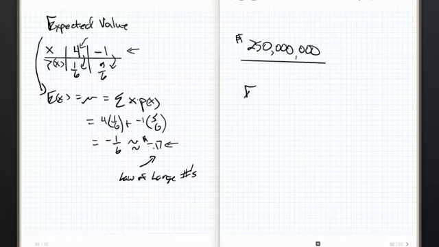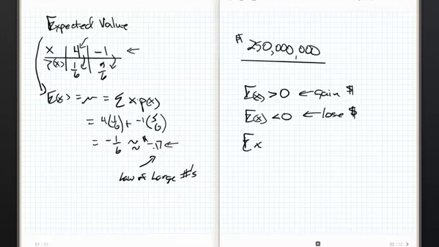Okay? So just a couple quick things. If the expected value of a game is greater than 0, this means that you gain money. Do the math. If the expected value of a game is less than 0, this means you lose money. Remember, we talked about this earlier in the class. If the expected value of a game equals 0, then you come out even. Nobody wins and nobody loses over the course of many, many plays.